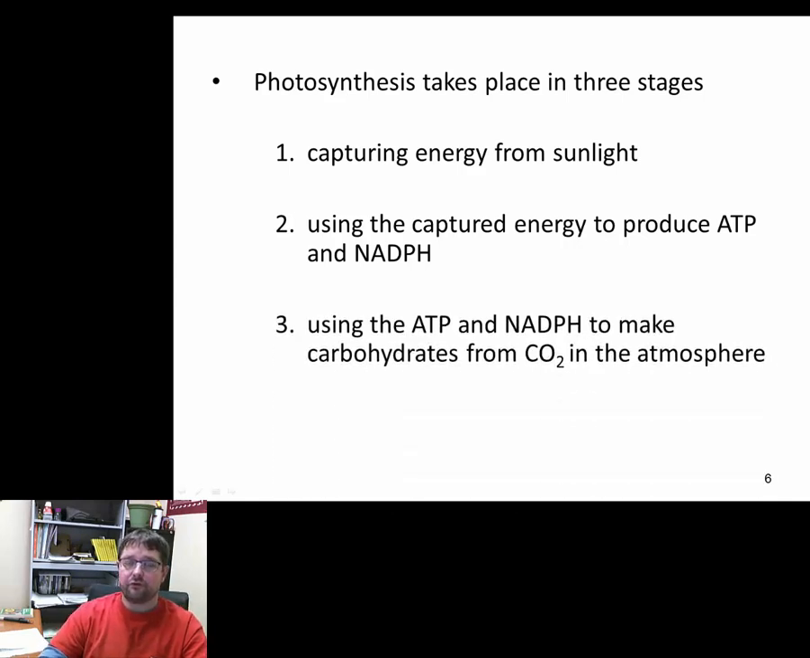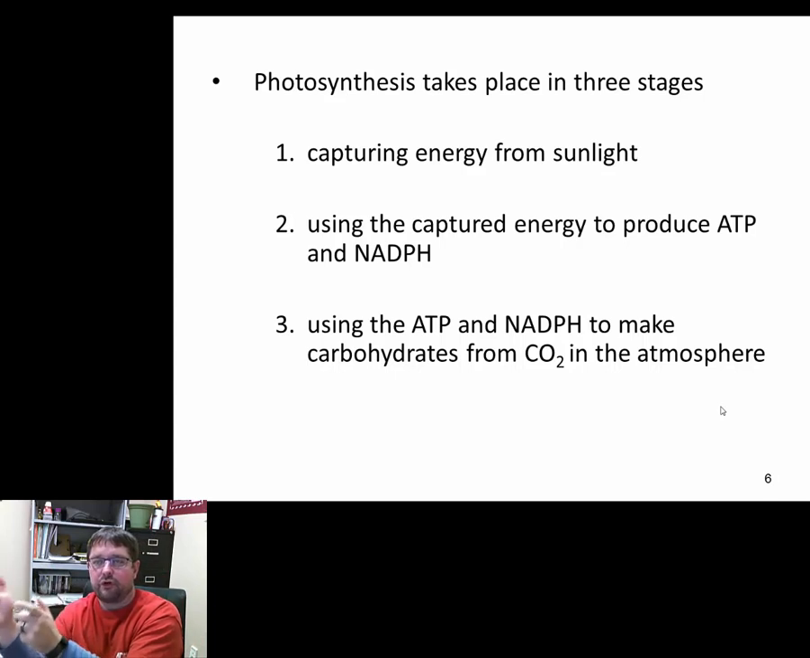And then the final process is to use the products from these two reactions to drive the formation of carbohydrates. So you're utilizing ATP and NADPH to make carbohydrates, or chemical bonded energy. You're using photons and converting them into stored energy. That's really what the process of photosynthesis is about.